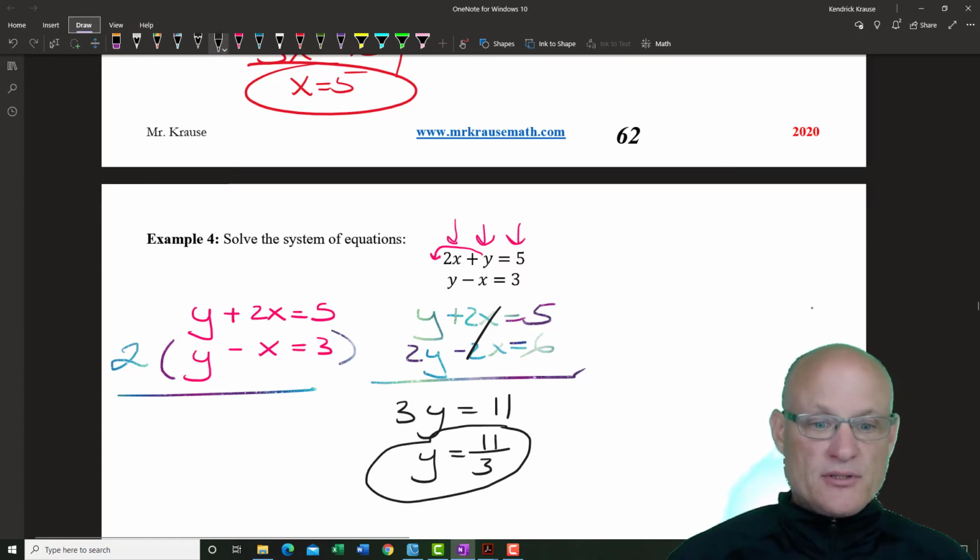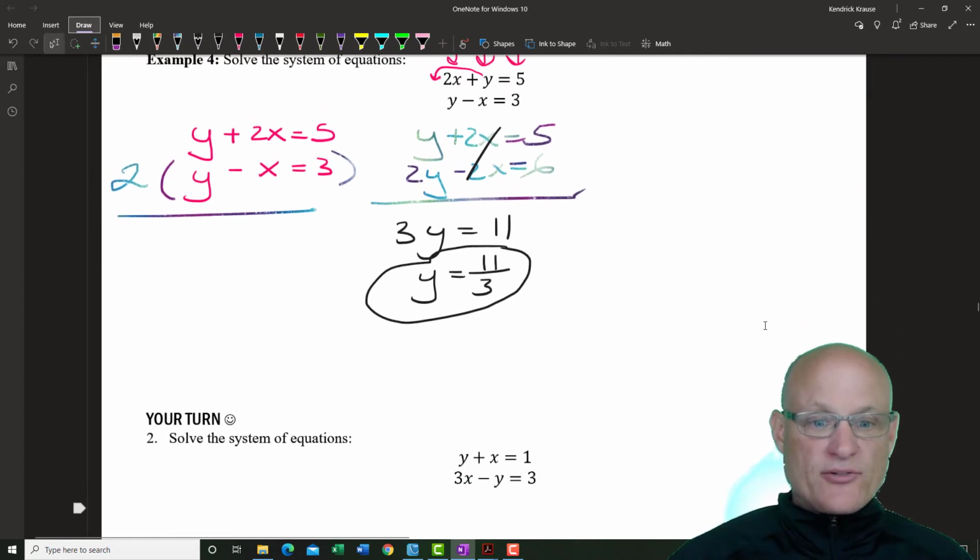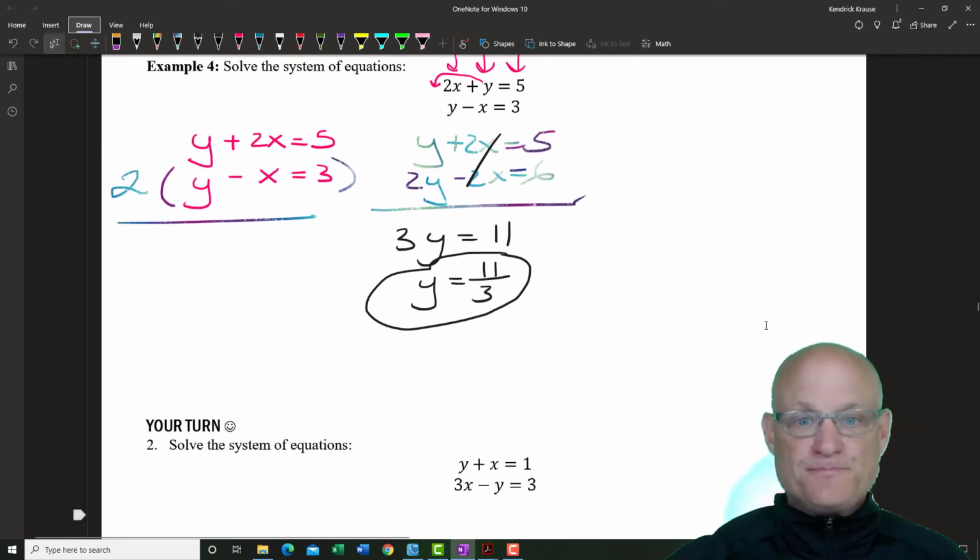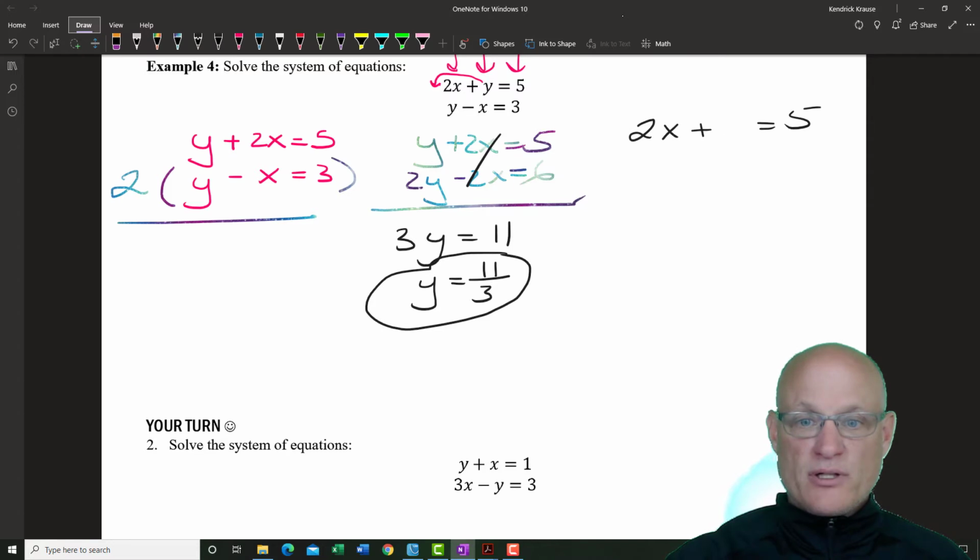11 thirds. All right, I want to find x. So I'm going to go, okay, y minus, I don't like negative. I don't like the fact that it's negative x. That's bothersome. So I'm going to do this one. 2x plus y equals 5. Now remember, y is really 11 thirds. And then I get 2x equals.